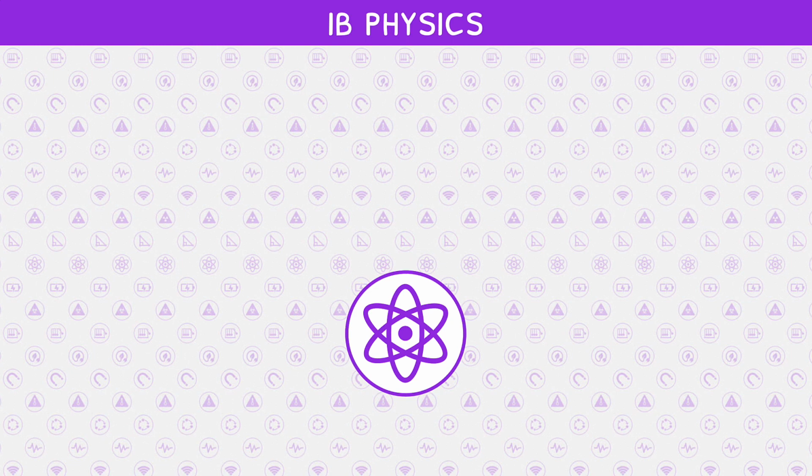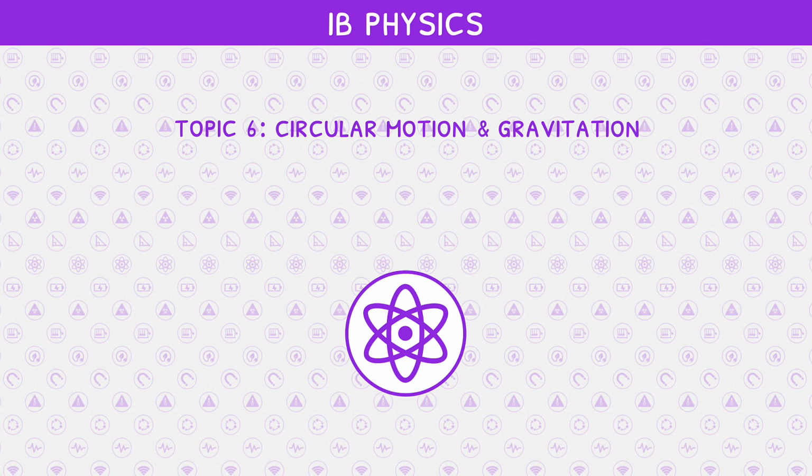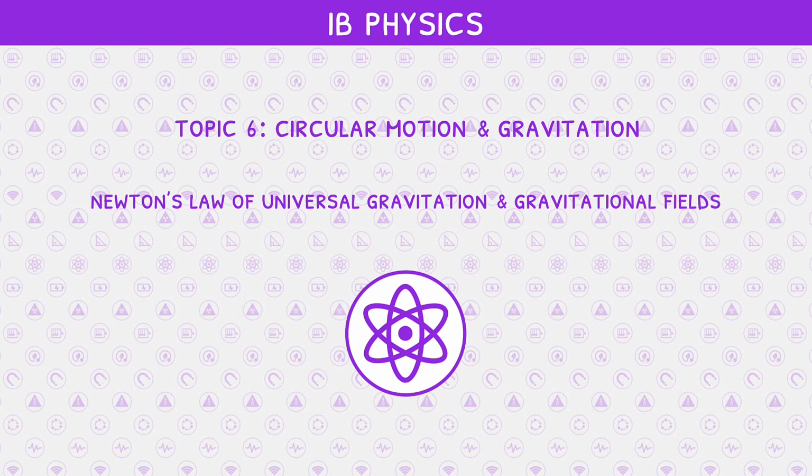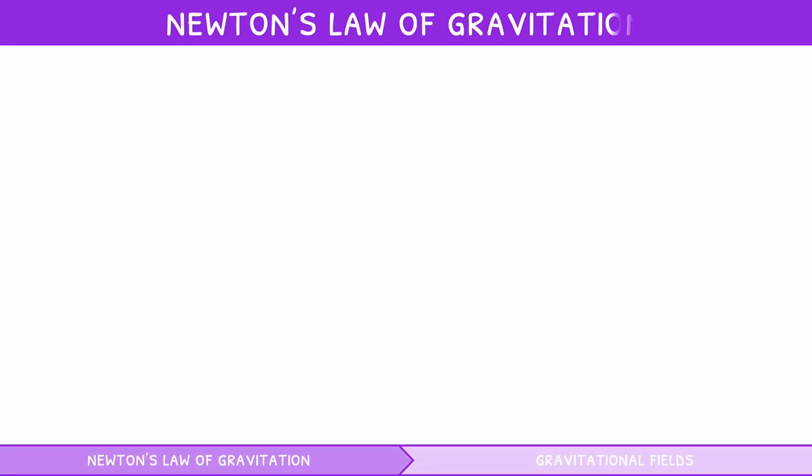This is the second and final video in IB Physics Topic 6, Circular Motion and Gravitation, where we will be looking at Newton's law of universal gravitation and gravitational fields. In our previous video, we mentioned that gravity can be regarded as a centripetal force. But what is gravity? Well, let's discover this by looking at Newton's law of universal gravitation.